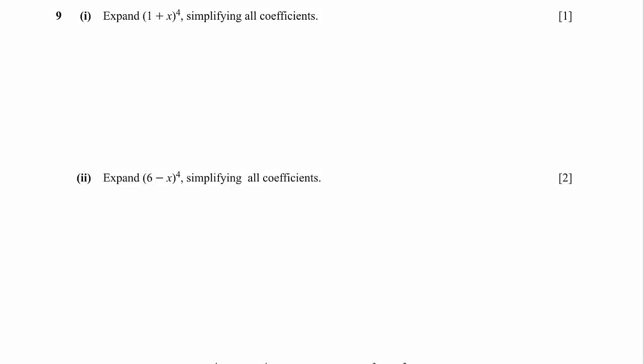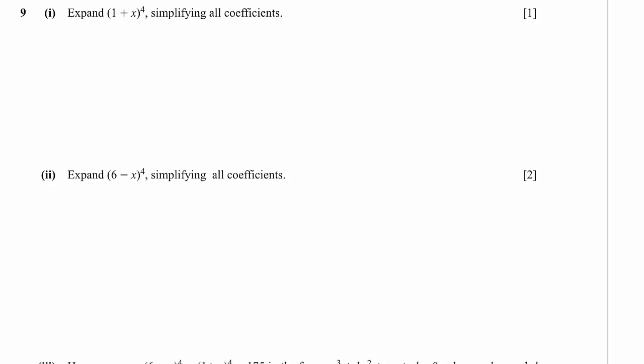We want to expand (1 + x)^4, simplifying all coefficients. And then we've got (6 − x)^4 in the second part as well. So the binomial coefficients from Pascal's triangle are 1, 4, 6, 4, 1 for this line.